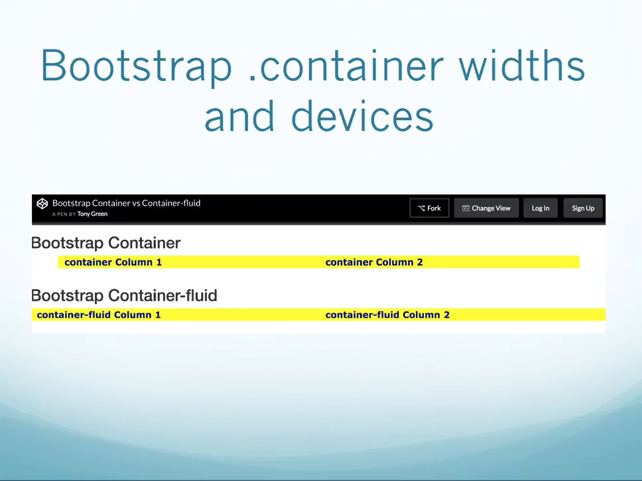So, Bootstrap container widths and devices. Here you can see that the container can have two classes. One has a margin left and right, and the other one goes 100% of the device. The Bootstrap grid system needs a container to hold rows and columns. A container is a simple div element with the class of container. The container is used to provide a proper width for the layout, acting as a wrapper for the content.